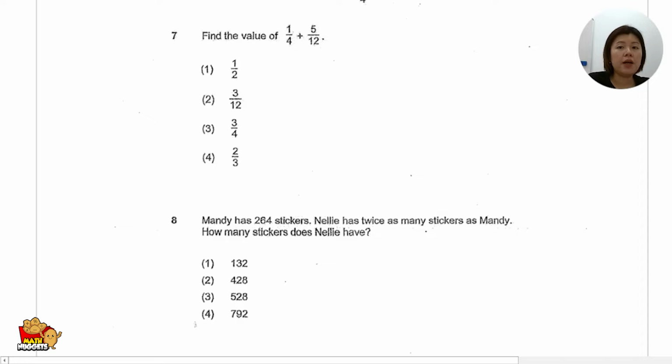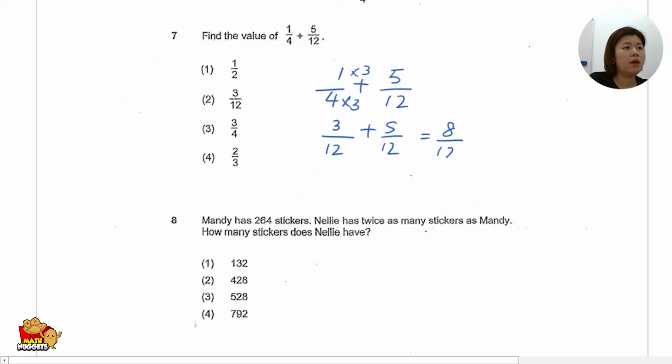Fraction a quarter plus 5/12. In order to plus, you need to do something. Change your denominator to be the same. So 12, so you can times 3 times 3. Will be 3/12 plus 5/12 is equals to 8/12. And please remember, fraction reduced to simplest form. I can divide by 2. It's 4/6. I can divide by 2 again. It will be 2/3. Answer 4.